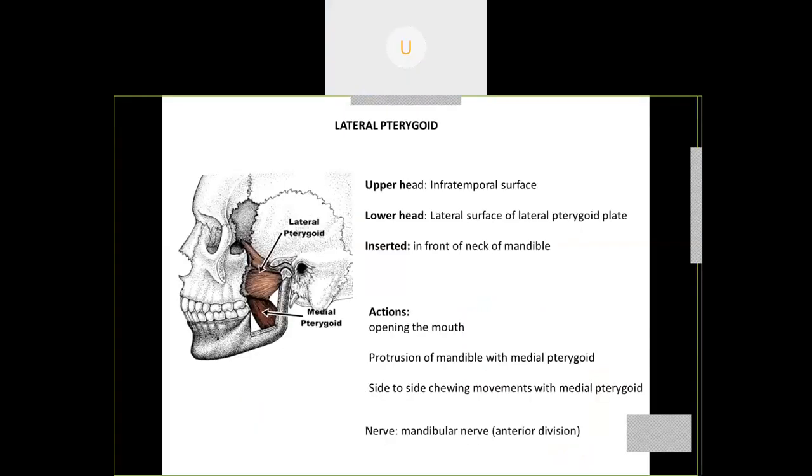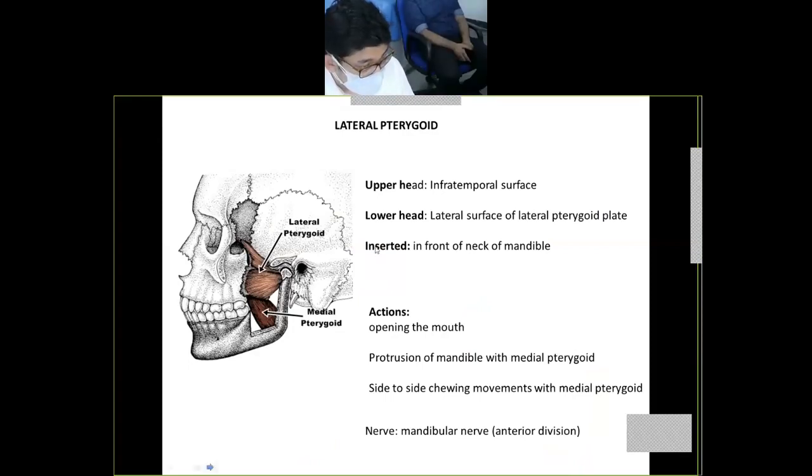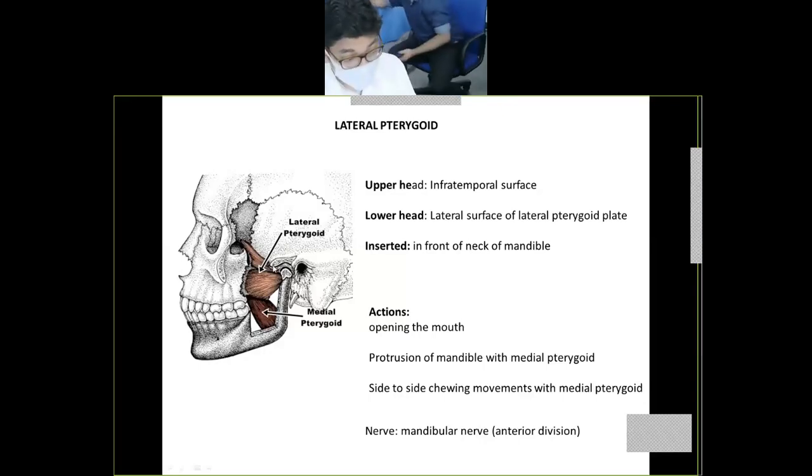Okay, so the pterygoids. These are the muscles which occupy the infratemporal fossa. There is lateral pterygoid, there is medial pterygoid. Over here you can see the lateral pterygoid muscle. So the origin of the lateral pterygoid comes from the infratemporal surface.